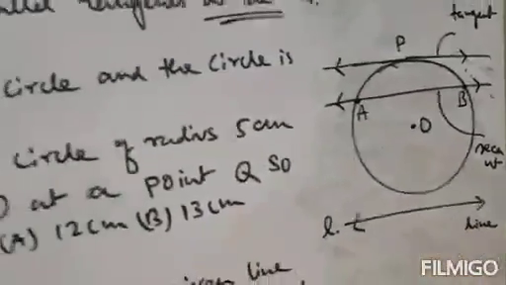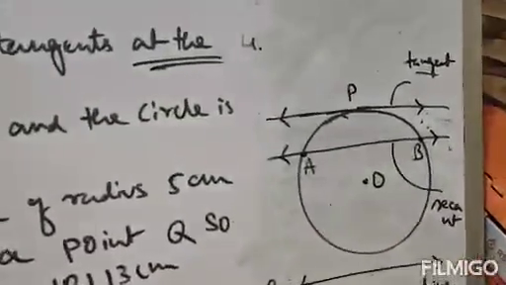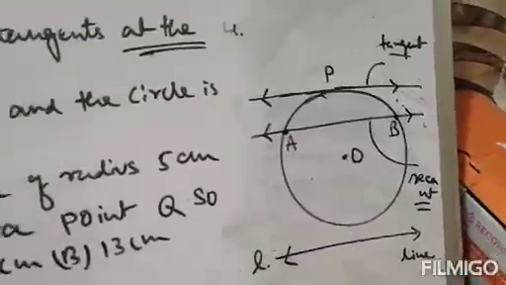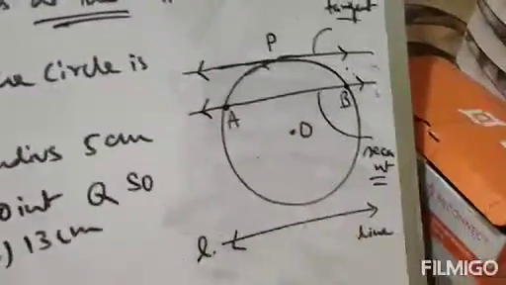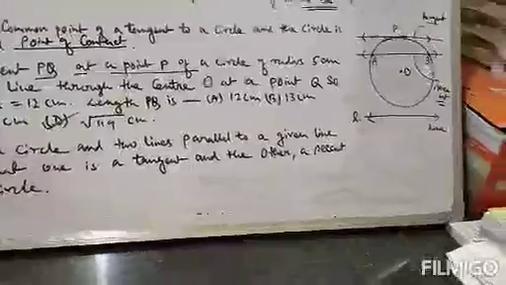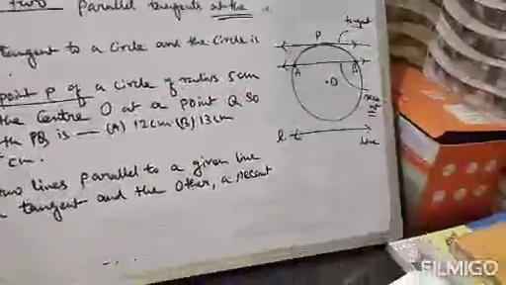So this is the tangent, it has exactly one point in common with the circle. This is the secant, it has exactly 2 points with the circle. And the line does not intersect the circle, so the number of common points is 0, it is a non-intersecting line. So this is the diagram: a circle and two lines parallel to a given line such that one is a tangent and the other a secant to the circle. Clear? So that is the diagram.